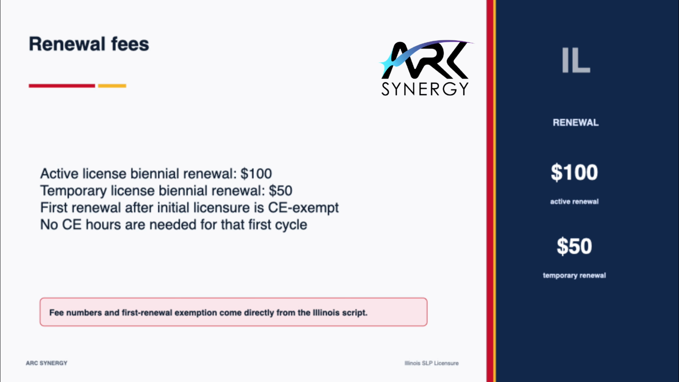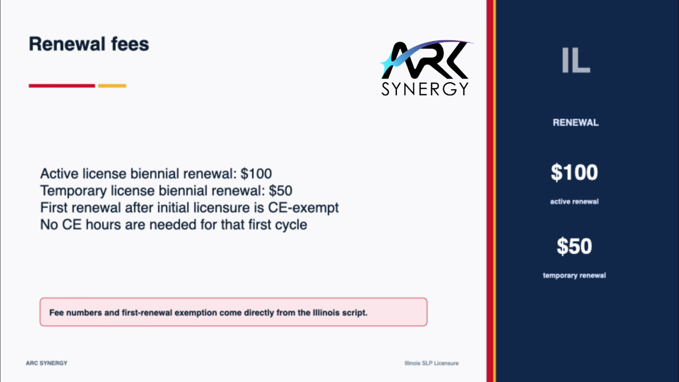If you currently hold an active license, the renewal fee is $100. If you hold a temporary license, the renewal fee will be $50. I went over the temporary licenses and the one-time renewal requirement last week, so feel free to listen to last week's episode to get more information about that.